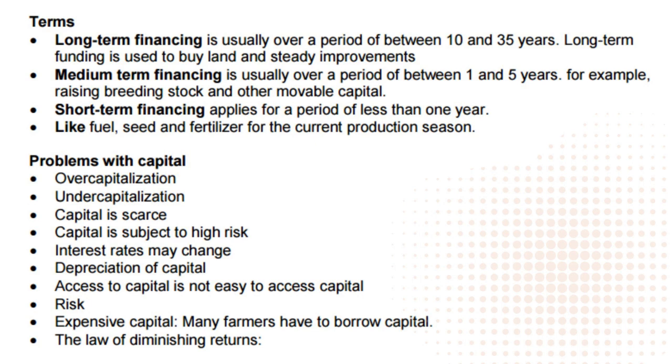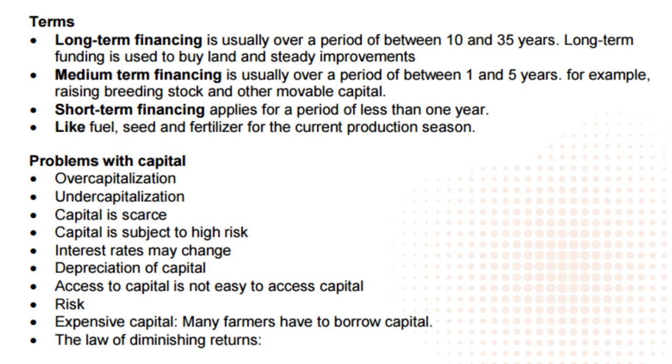Long-term funding is used to buy land and for permanent improvements. Medium-term financing is usually over a period of between 1 and 5 years, for example raising breeding stock and other movable capital. Short-term financing applies for a period of less than 1 year, like fuel, seed and fertilizer for the current production season.